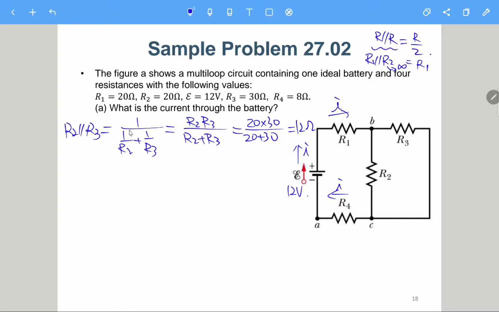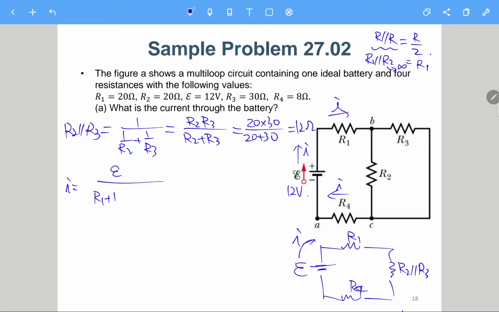Yes, so this is the parallel resistance. After the parallel reduction, we have E here, and then we have R1, and then we still have R4 here, and this one is R2 parallel R3. So in this case, we can calculate I. So I is E over R1 plus R2 parallel R3 plus R4, because R1, this one and R4 are in series. So we just add all of them together, and that will be the equivalent resistance.